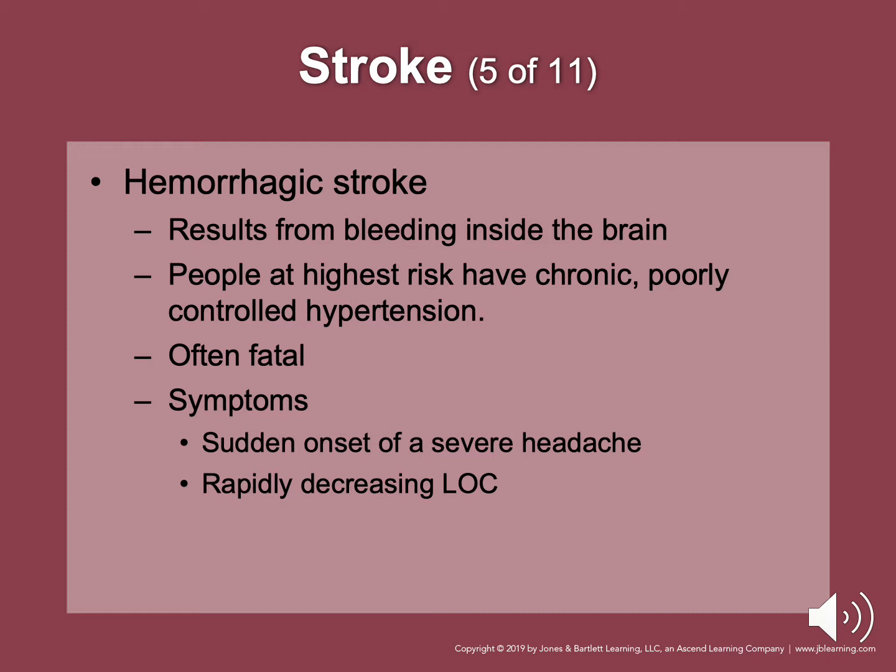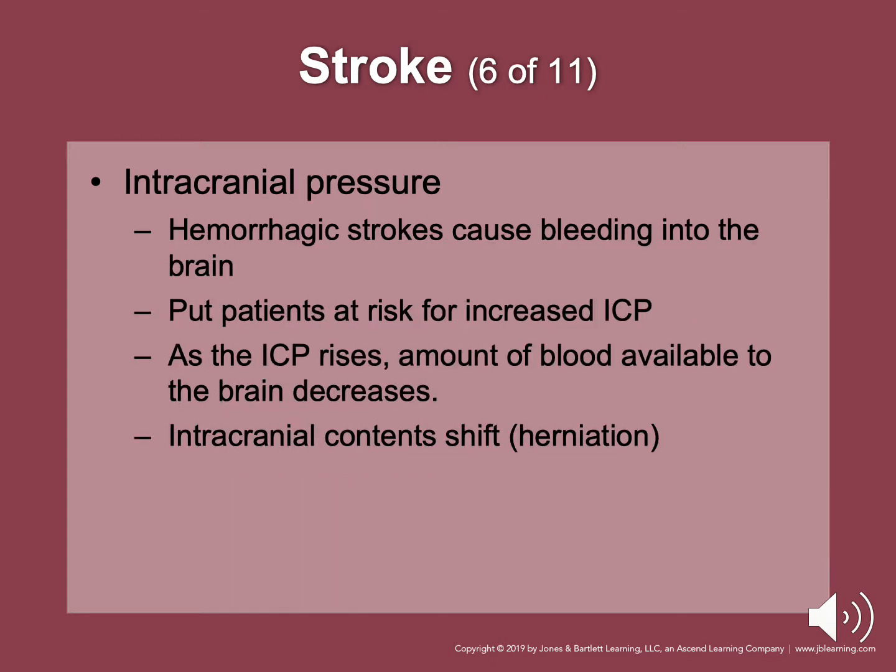Intracranial pressure: hemorrhagic stroke causes bleeding into the brain. So with the increase in ICP, it becomes ischemic and it also herniates. As the ICP rises, the amount of blood available to the brain decreases. Herniation is a shift of intracranial contents within the cranial vault, or displacement of the contents away from the normal position inside the skull. ICP changes constantly. If it rises sharply or the blood pressure falls critically, the patient may experience life-threatening issues. So pre-hospital treatment is not effective at decreasing ICP.